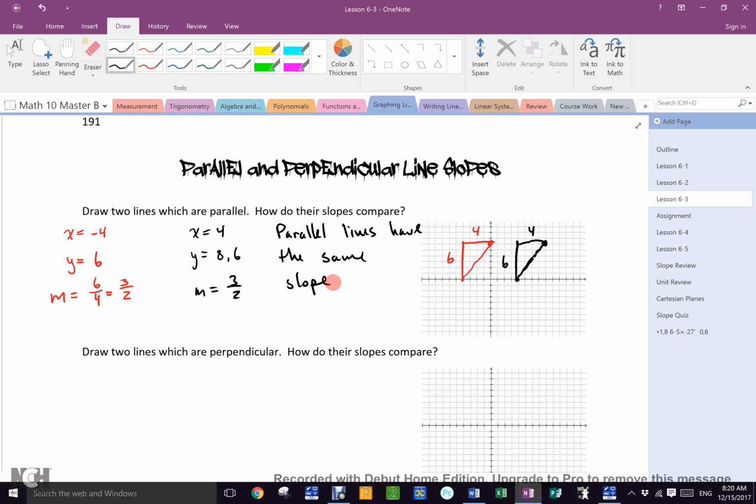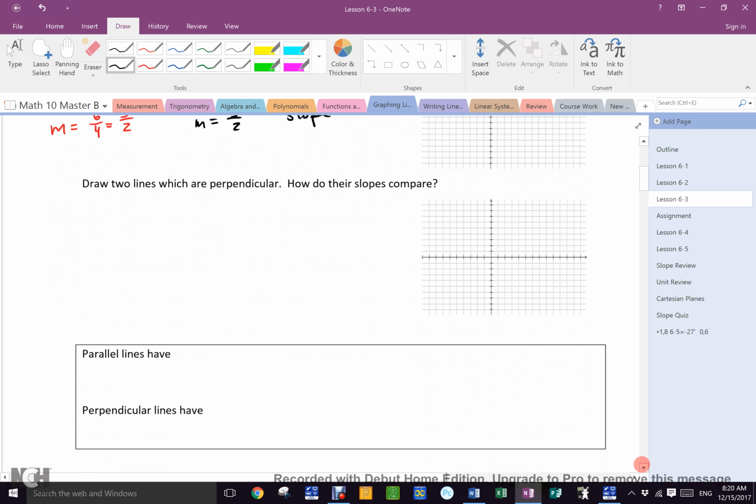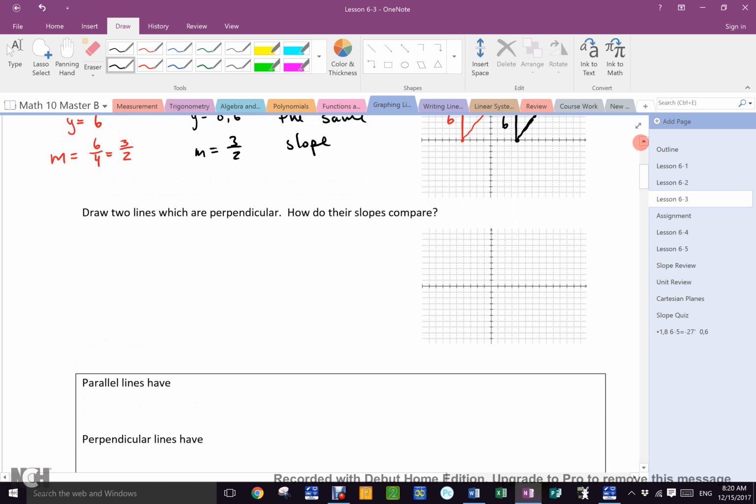Everybody good? Okay. Now, to do perpendicular, first of all, who remembers, if anyone, what perpendicular means? They cross at what degree? 90. Anytime two angles or two lines cross at 90 degrees, they are said to be perpendicular to each other. Okay? Now, to illustrate this for you guys, I have to do two sets of lines. Okay? The first one is really easy.